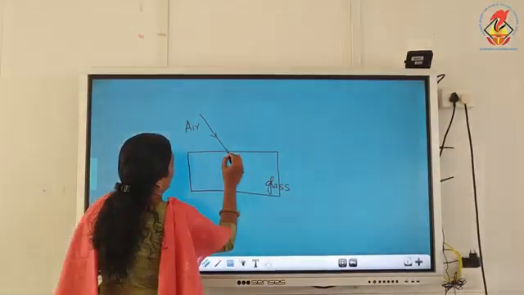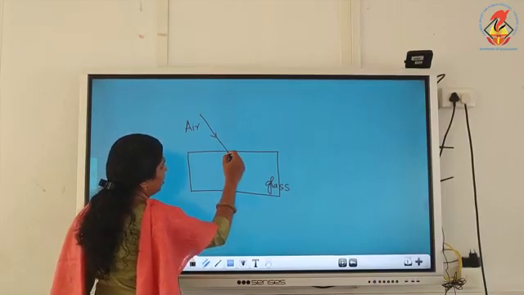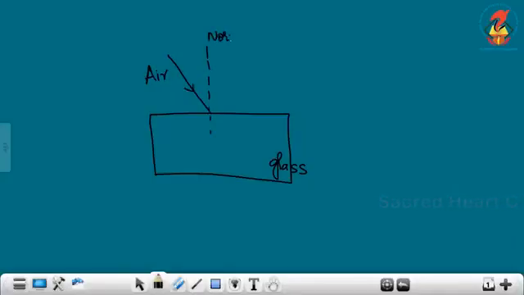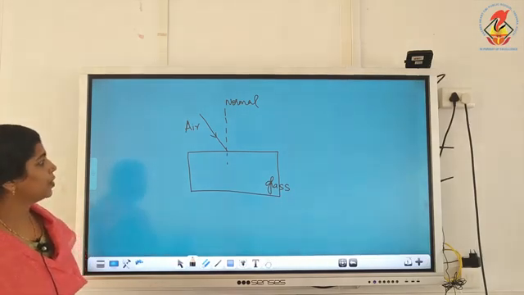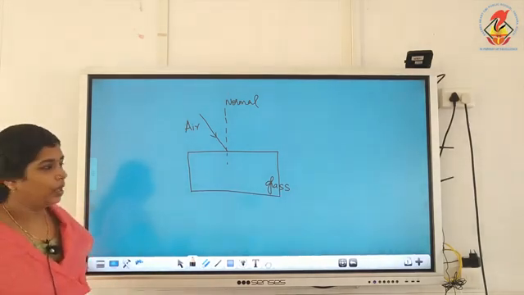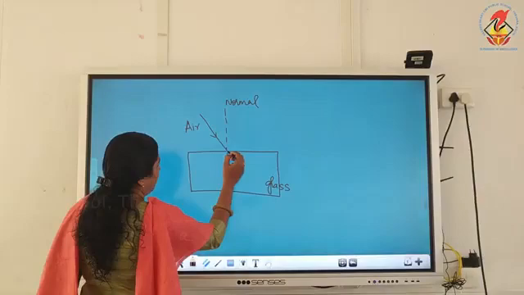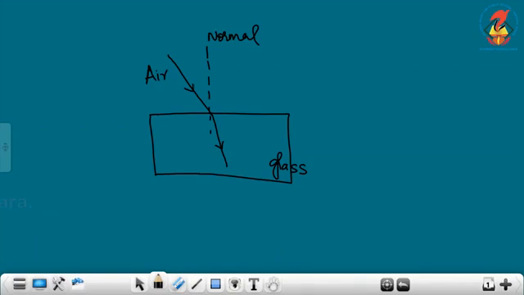At this point, that point is known as the point of incidence. Now, I will draw a normal at this point. So, this one is the normal. When a ray of light enters from air to glass, it will definitely suffer deviation, a bending at the surface of the two separating media. So, it will bend like this. This one is the refracted ray.